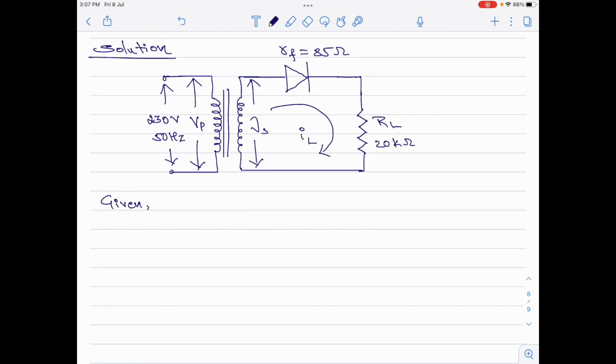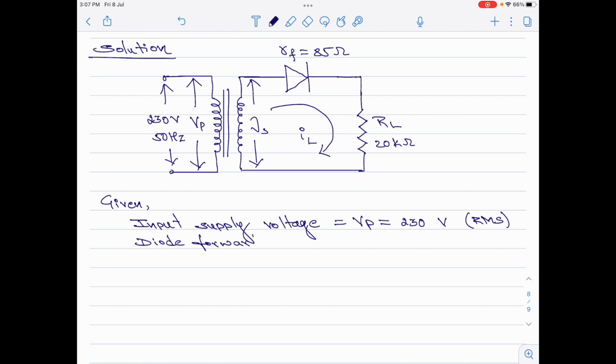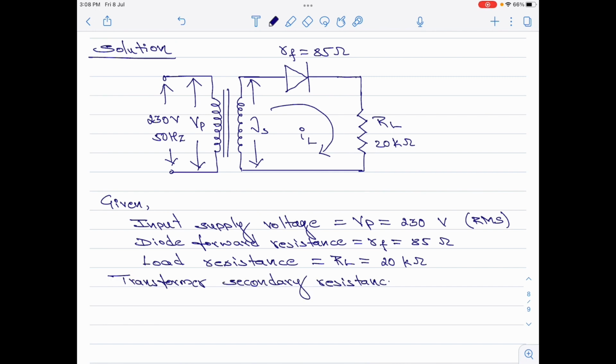The input supply voltage is 230 volt. Please note this is at the primary. You should also note that this is the RMS value of the voltage. The diode forward resistance is 85 ohms. Load resistance is 20 kilo ohms. And the transformer secondary resistance is 10 ohms. Let me denote this as Rs.